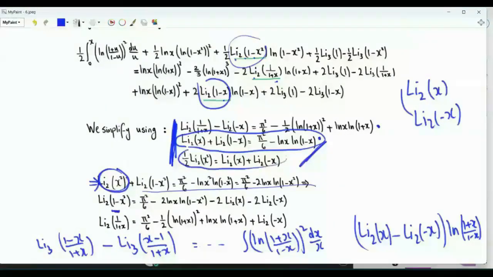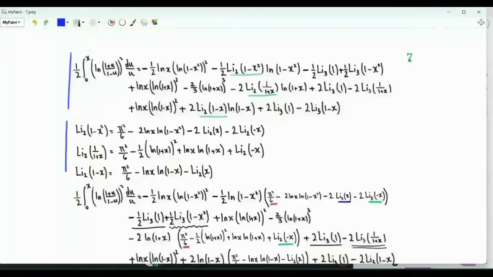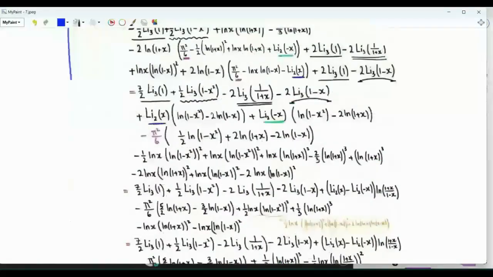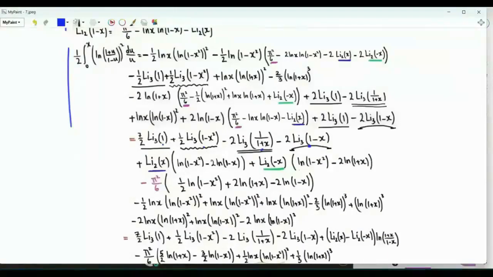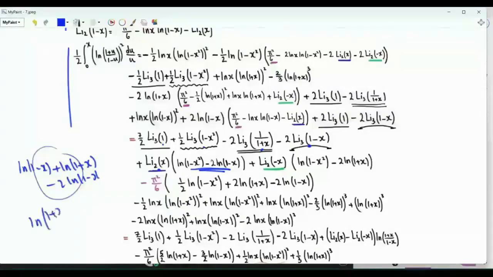But the dilogarithm of x squared from the third identity here is double the sum of the dilogarithm of x and the dilogarithm of minus x. The first identity is what we can use to replace this dilogarithm by the dilogarithm of minus x. We have our integral, we have the dilogarithm identities, we make use of them, and then we simplify. We end up with 4 trilogarithms. The dilogarithm of x is multiplied by ln(1 minus x) plus ln(1 plus x) minus 2 ln(1 minus x). So this is ln((1 plus x) over (1 minus x)).